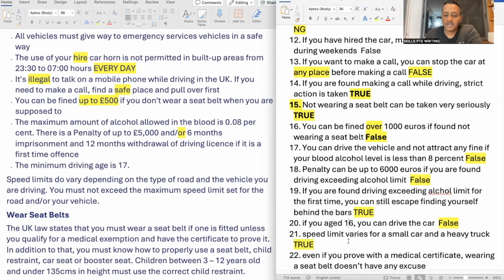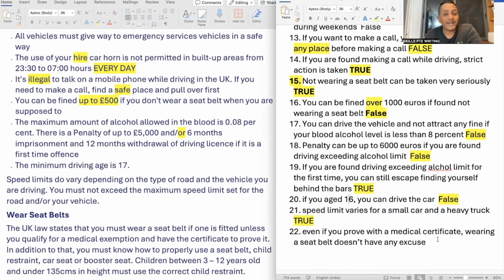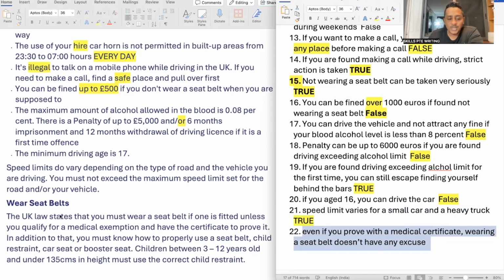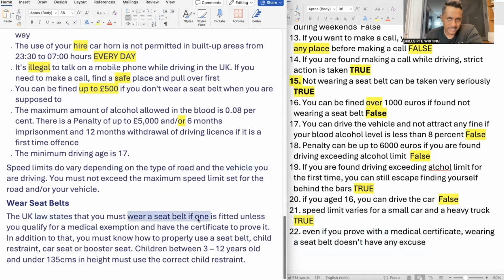Hope no doubts. Even if you prove with a medical certificate, wearing a seatbelt doesn't have any excuse. No excuse, boss. If I wear a seatbelt, I have a problem in the ribs. Just now operated. I cannot wear a seatbelt. See the medical certificate. Police officers there, pay the fine. Is that correct? Very good session. That is not correct, because UK law states you must wear a seatbelt if one is fitted, unless you qualify for a medical exemption and have the certificate to prove it.